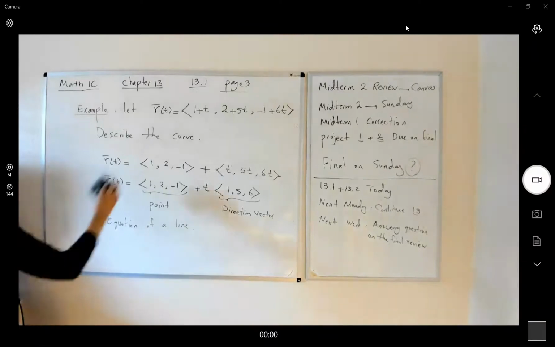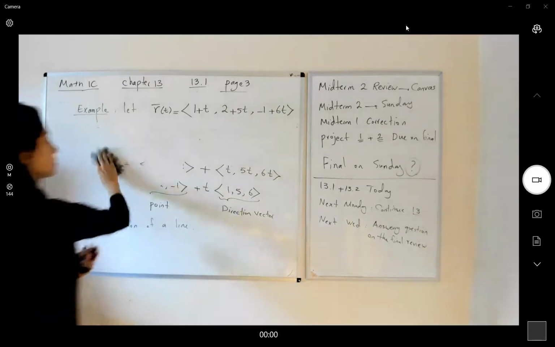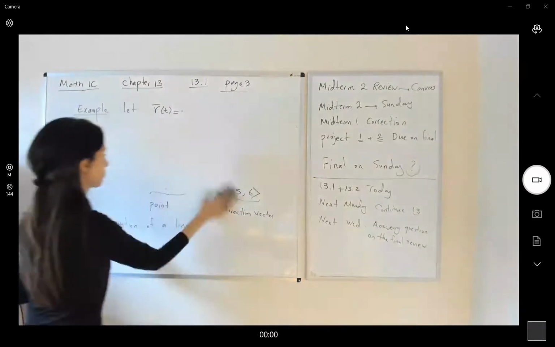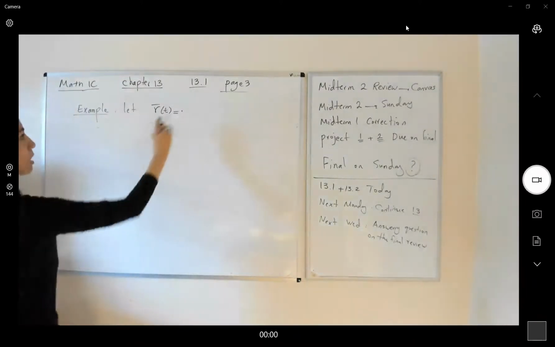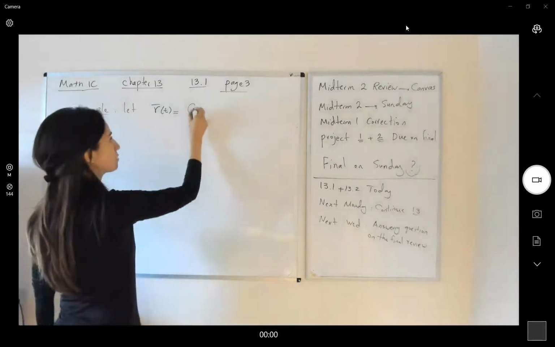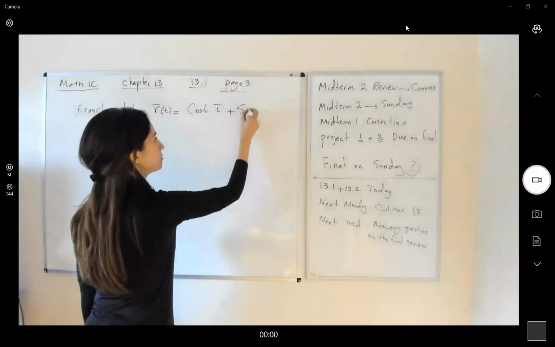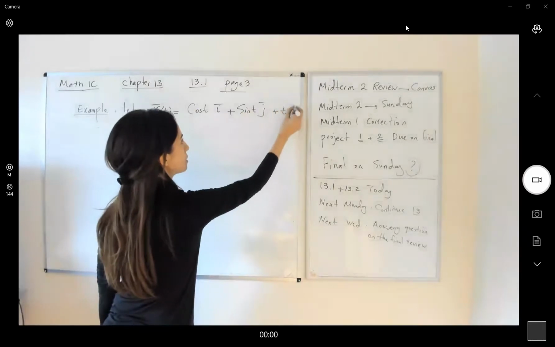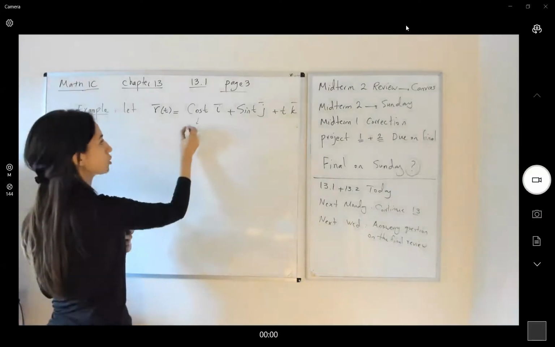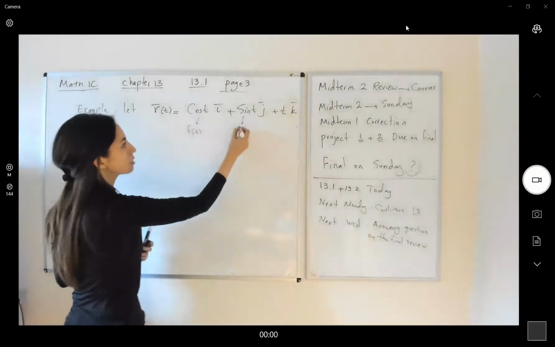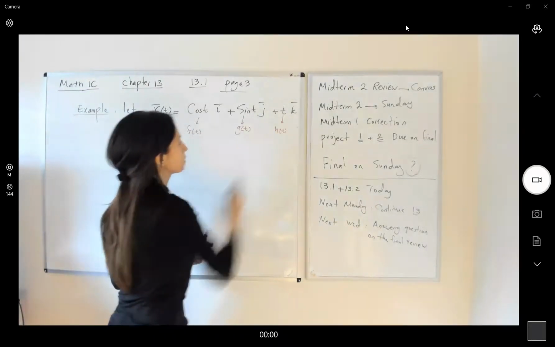Very well. Another interesting example for you. Still on page 3. So r(t) is defined as cosine t i plus sine t j plus t k. The first component is cosine function, f of t. The second component, sine function, g of t, and the last component is just t, h of t.